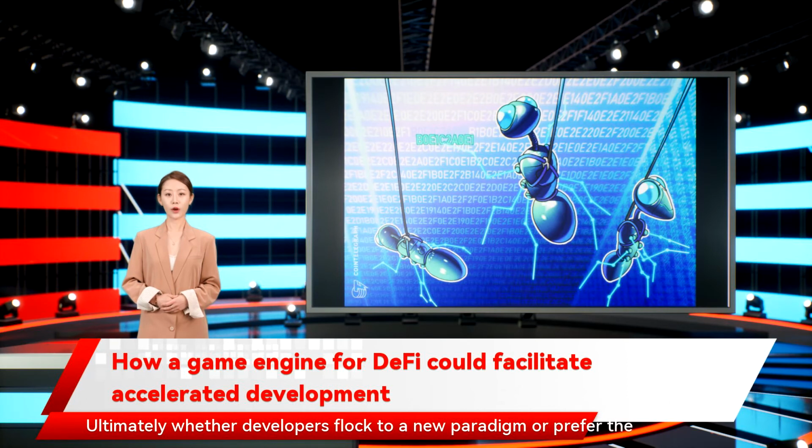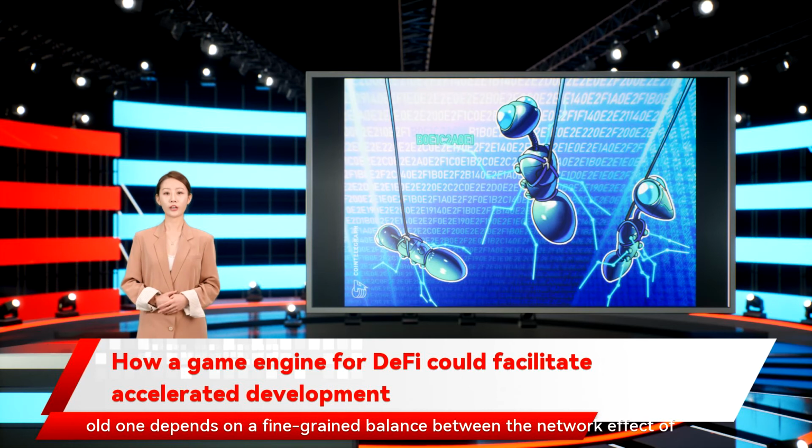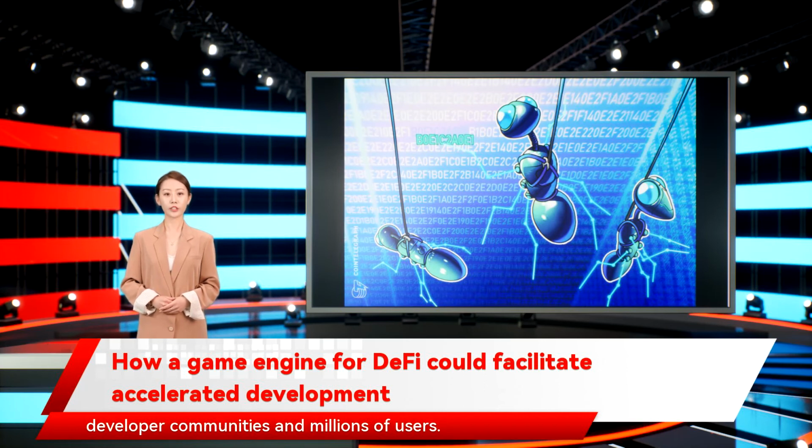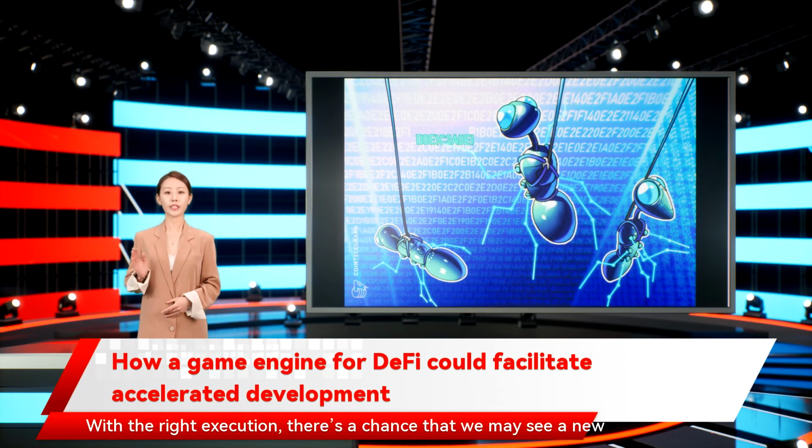Ultimately, whether developers flock to a new paradigm or prefer the old one depends on a fine-grained balance between the network effect of the old versus the advantages of the new. Learning a new approach to developing DeFi takes work, and this is especially risky if the ecosystem you're building for is starting from scratch, compared to one with thousands of dApps, mature developer communities, and millions of users. But as we saw over 2021, new Layer 1s can grow quickly. With the right execution, there's a chance that we may see a new upstart in town, one that might very well be capable of galvanizing a community of developers laser-focused on the mainstream adoption of DeFi.